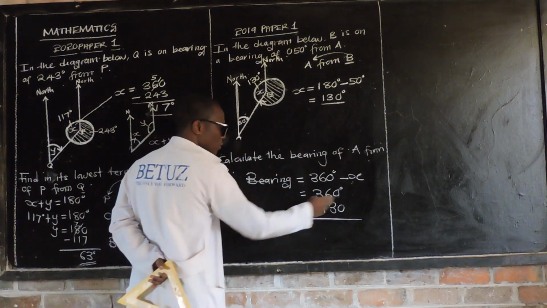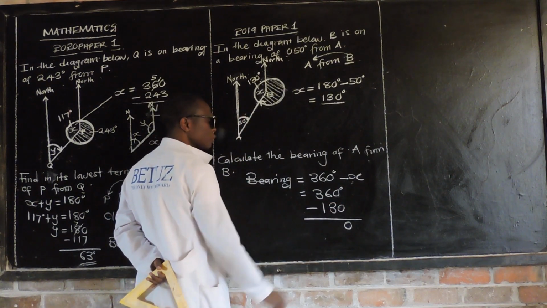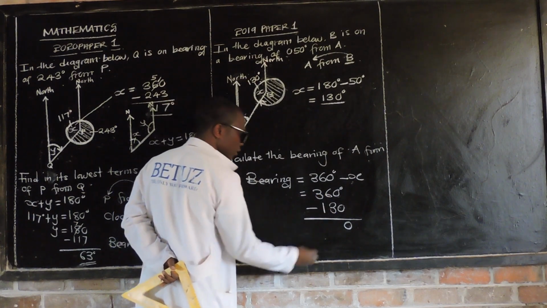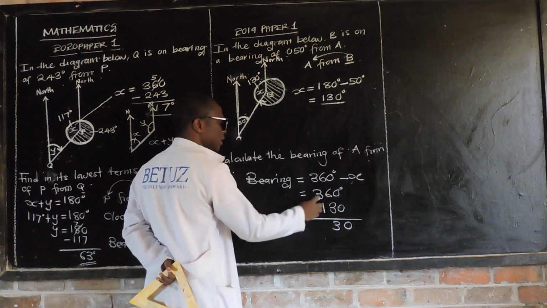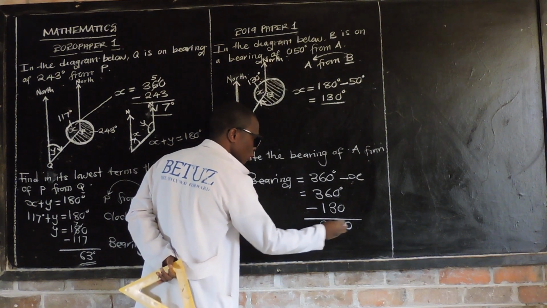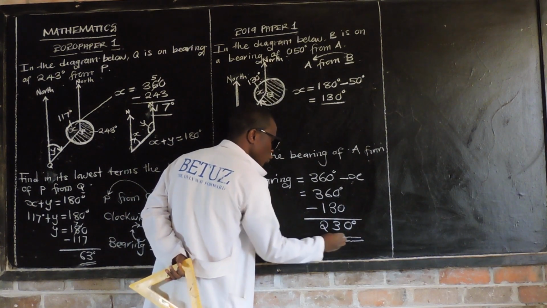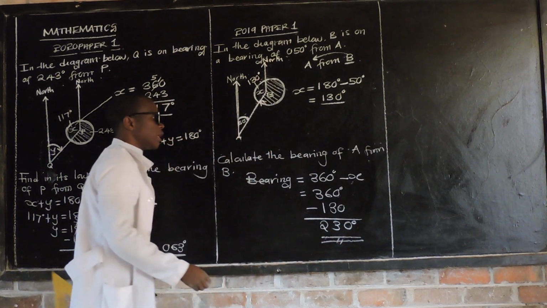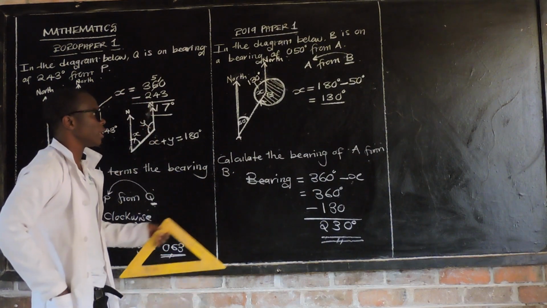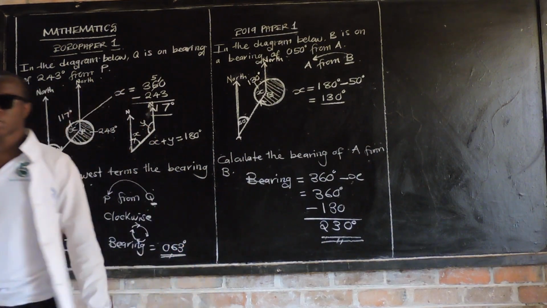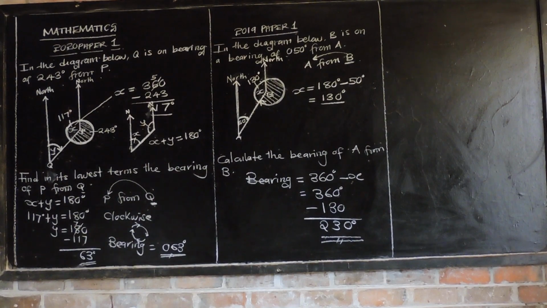0 minus 0 you get 0. 6 minus 3 you get 3, and 3 minus 1 you get 2. So the bearing is 230 degrees. That's the bearing of A from B. That's the way you answer. Simple as that.